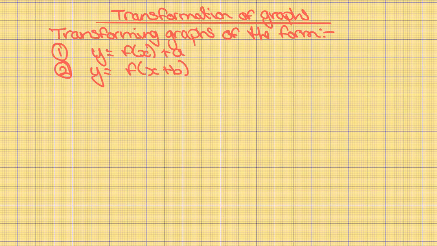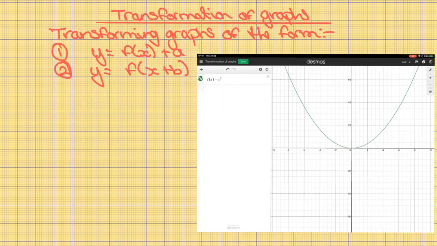Transformations of graphs. Transforming graphs of the form 1, y equals f of x plus a, 2, y equals f of x plus b. Transformations of graphs. As a base graph, we're going to use the graph f of x equals x squared. As you can see, it's drawn in green with the vertex of the graph at 0, 0.